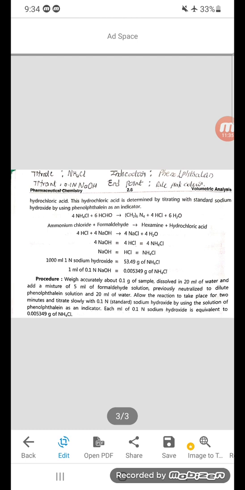Each ml of 0.1 normality sodium hydroxide is equivalent to 0.005349 gram of ammonium chloride. All these assays are based on acid base titrations only: the assay of sodium bicarbonate, the assay of boric acid, the assay of ammoniated mercury, nothing but amino chloride of mercury, and the last important one, the assay of ammonium chloride. All these are based on acid base titrations.